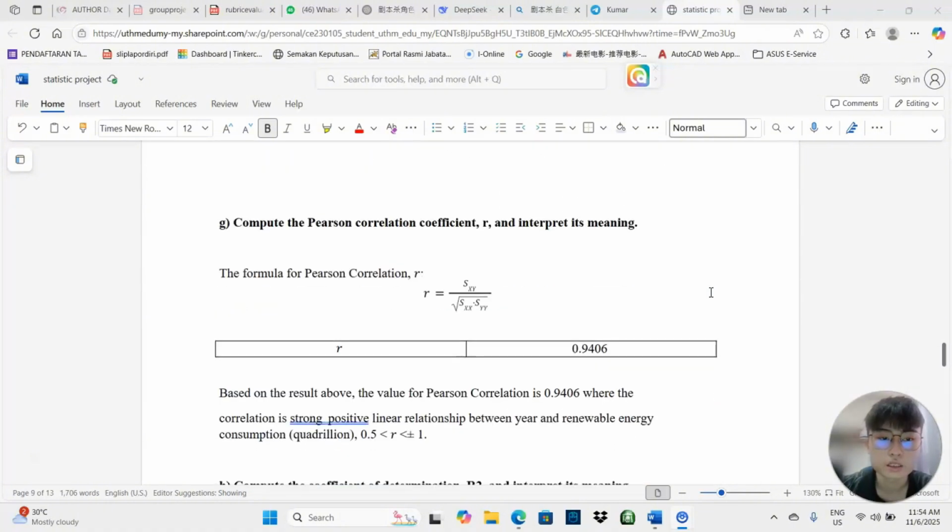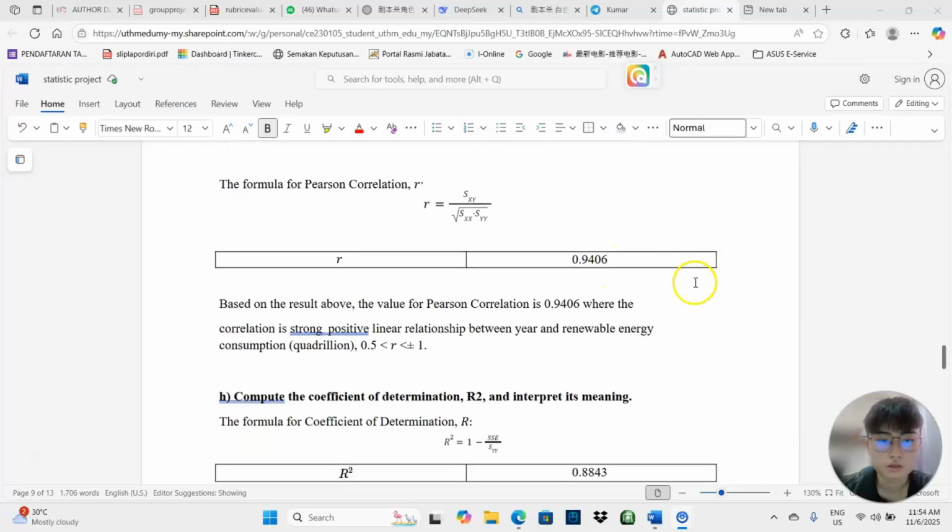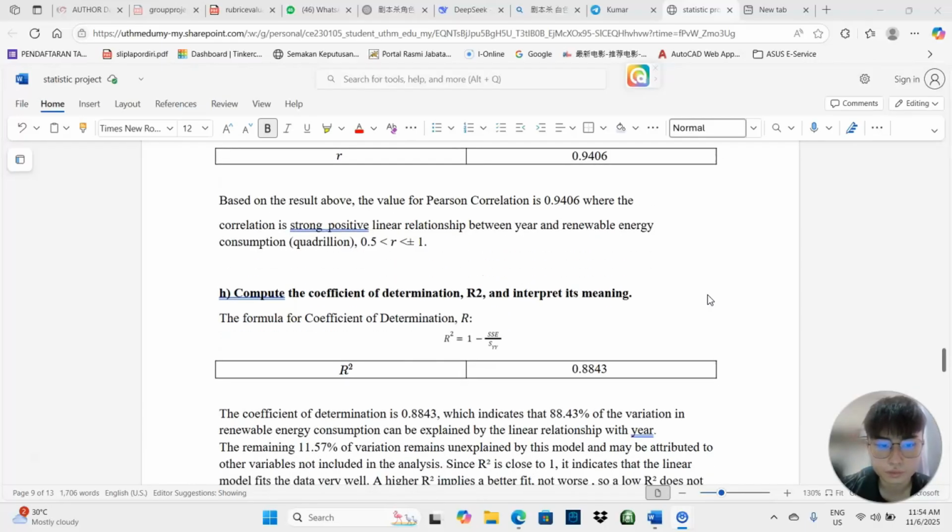And the next is to compute the Pearson correlation coefficient R, and also its meaning. So this is the formula, and we get a strong positive linear relationship between the variables because the value of the Pearson correlation is 0.9, which is between 0.5 and 1. So it means strong and positive.